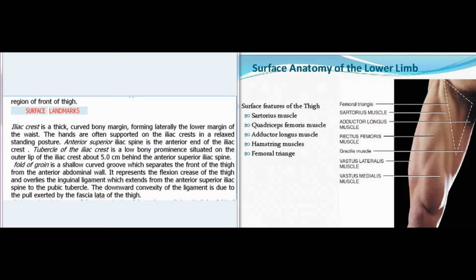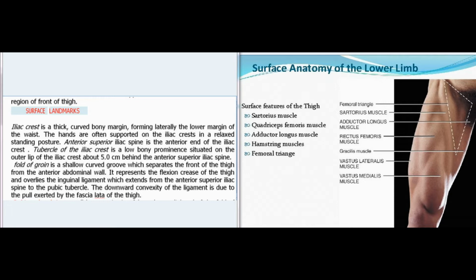Surface landmarks. The iliac crest is a thick, curved bony margin, forming laterally the lower margin of the waist. The hands are often supported on the iliac crests in a relaxed standing posture. The anterior superior iliac spine is the anterior end of the iliac crest. The tubercle of the iliac crest is a low bony prominence situated on the outer lip of the iliac crest about 5.0 cm behind the anterior superior iliac spine.